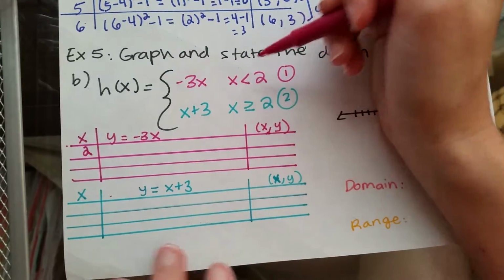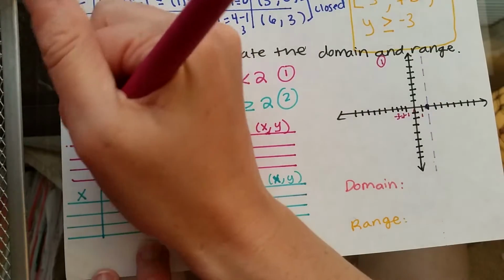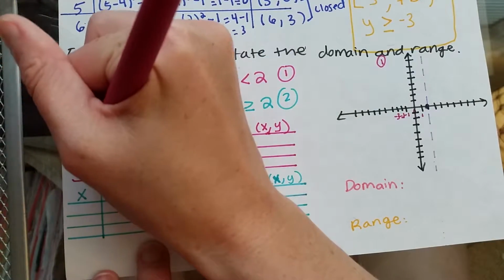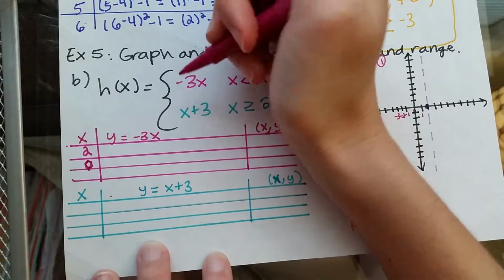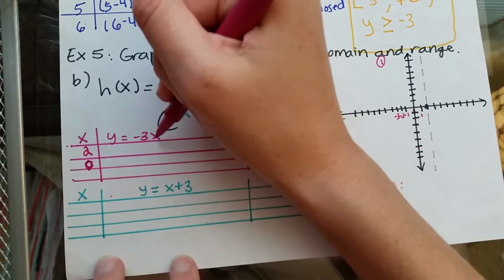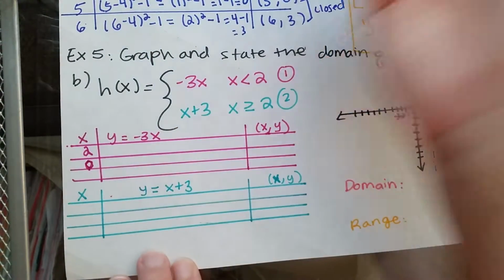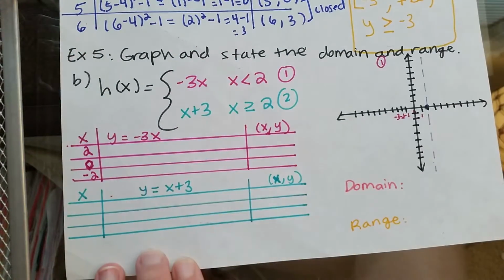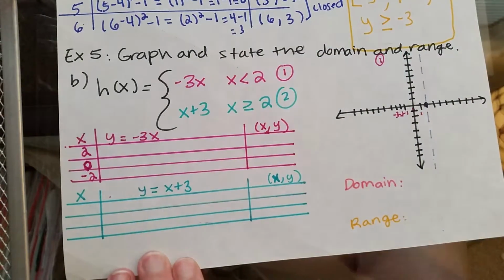It doesn't really matter what you pick. I'm just going to pick 0. 0 is always easy. If you can ever pick 0 in your table, it's always an easy number to check because 0 is really easy to work with. And I'm just going to pick -2, just to spread it out some. But you can pick any number that's less than 2.